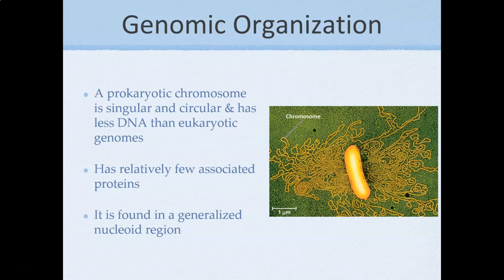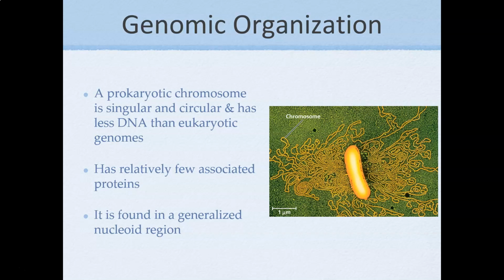That being said, if we compare the amount of genetic material in a prokaryote versus a eukaryote, it's considerably less, has considerably fewer associated proteins that it can produce, and it is found in that generalized nucleoid region as opposed to eukaryotic cells being within a nucleus. Most eukaryotic cells will have multiple chromosomes. The other major difference is that eukaryotic cells will also have linear chromosomes.